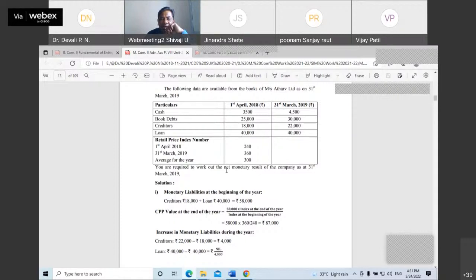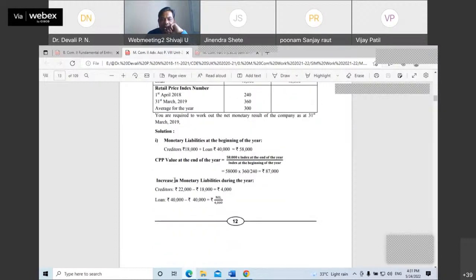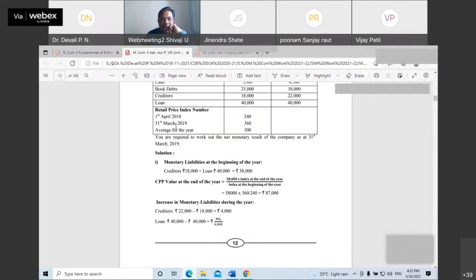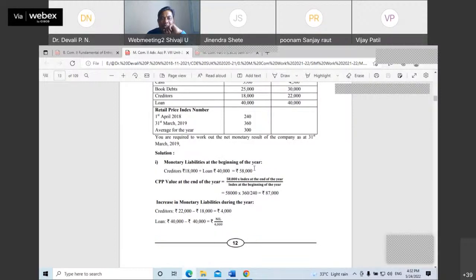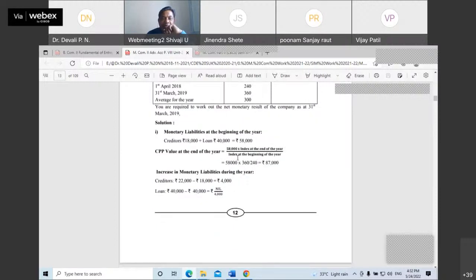Now we have to calculate the net monetary result. How are you getting it? See, monetary liabilities at the beginning. Liabilities mean creditors and loan. Take the sum at the beginning, which means 1st April 2018; 31st March 2019 is the closing. So this is the beginning and this is the end. Monetary liabilities at the beginning of the year: creditors 18,000 plus loan 40,000, that is 58,000.